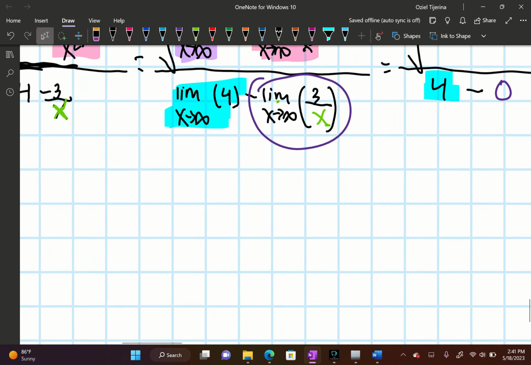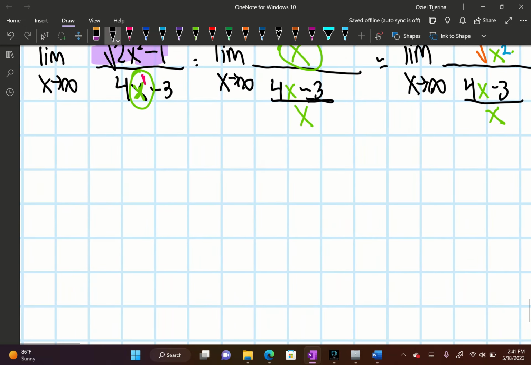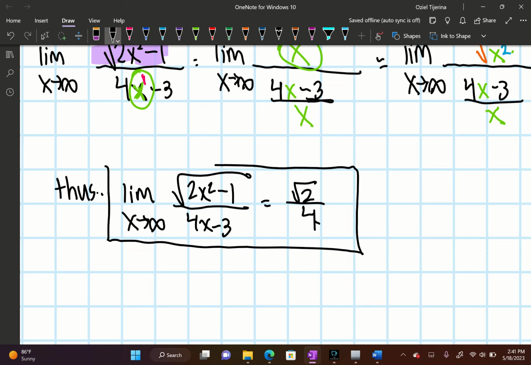And so we can finally say that thus the limit as x approaches infinity of the square root of 2x squared minus 1 over 4x minus 3 is equal to the square root of 2 over 4. And so this is our final answer.